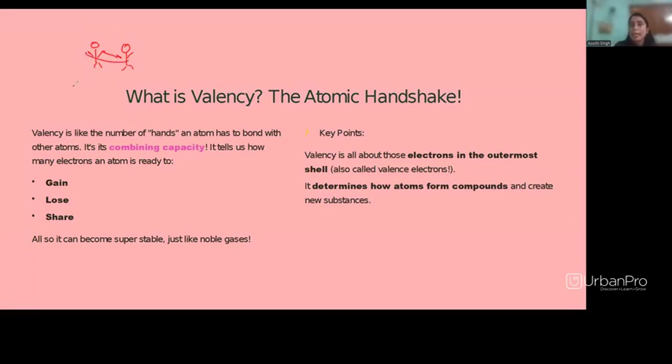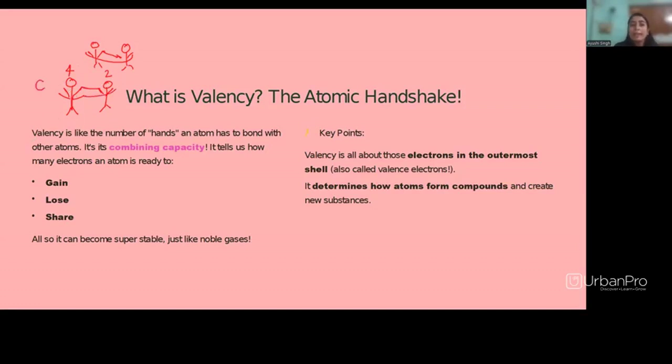But suppose one alien comes. We used to love this alien concept and everything when we were young, right? And it has four hands. Now its combining capacity is four and yours is two. So you have only two hands to offer to join, to play some game maybe, right?